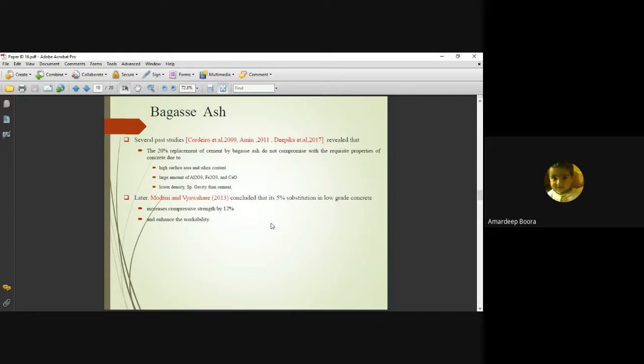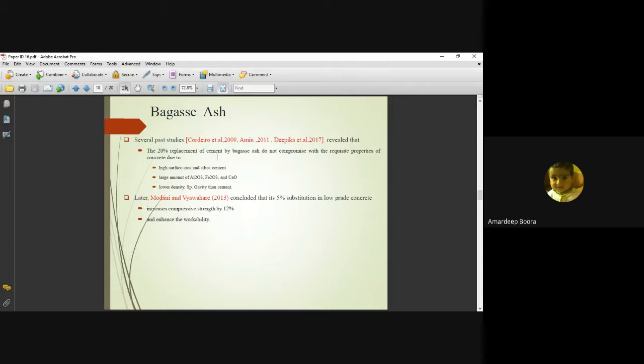Bagasse, people are already focusing on this. Different studies have already been done, and 20% of this bagasse was found not harmful because of its high surface area, silica content, large amount of Al2O3, Fe2O3, and low specific gravity compared to cement.